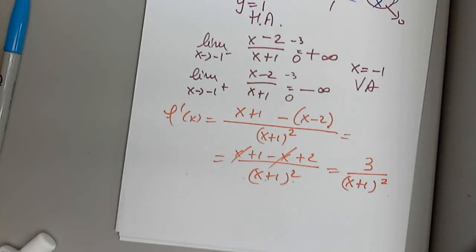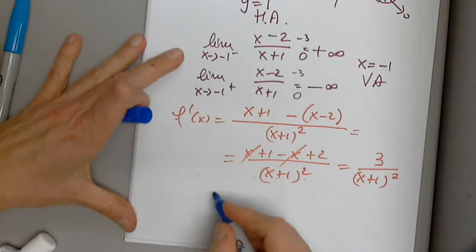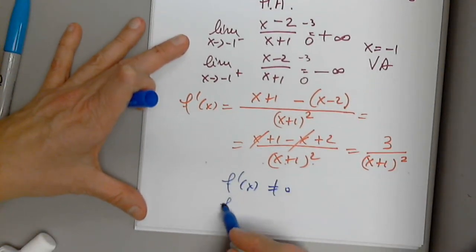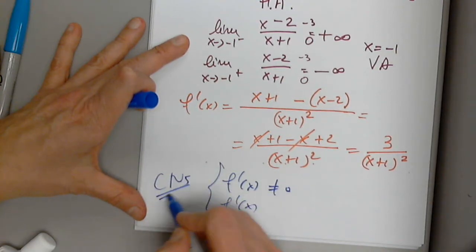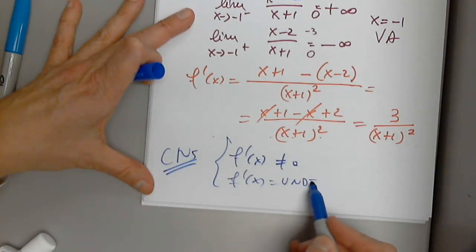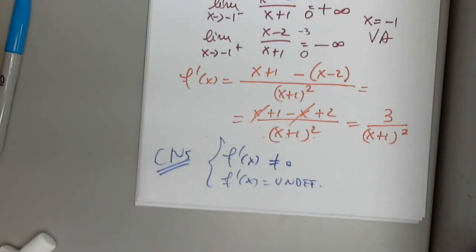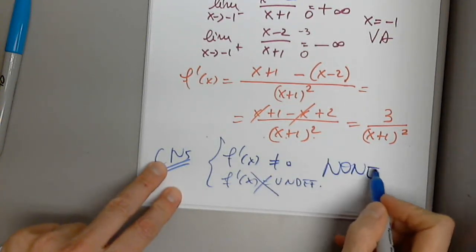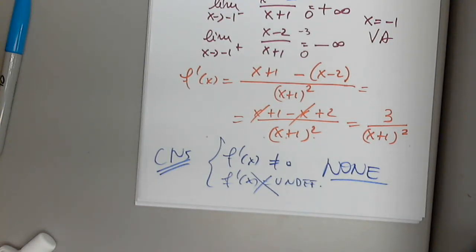Is this ever 0? Because now I have to find the critical numbers. Is this ever 0? Never 0. So f prime of x is not 0. Is f prime of x undefined? Yes, it's undefined at -1, but so is the function. So there are no critical numbers. None. So f prime is undefined at -1, but the function is undefined at -1. No critical number.